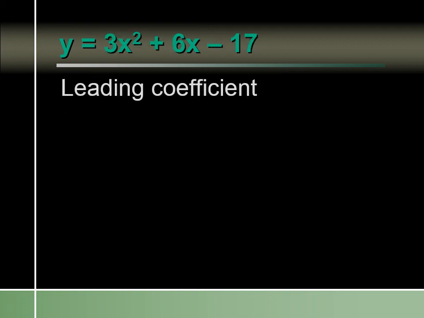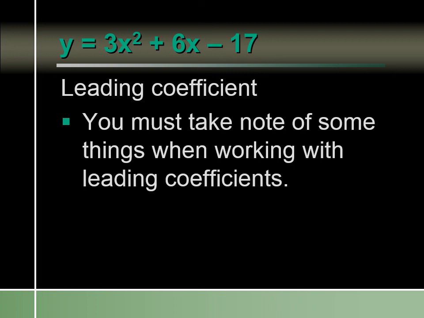Okay, so sometimes we have a leading coefficient. So in this problem, which is y equals 3x squared plus 6x minus 17, it's different from the problems that we just worked because we have a number in front of the x squared. We call that number the leading coefficient. So we cannot just ignore the 3. We have to treat this problem very special when we complete the square. It's a little different. There are different steps that we have to use.